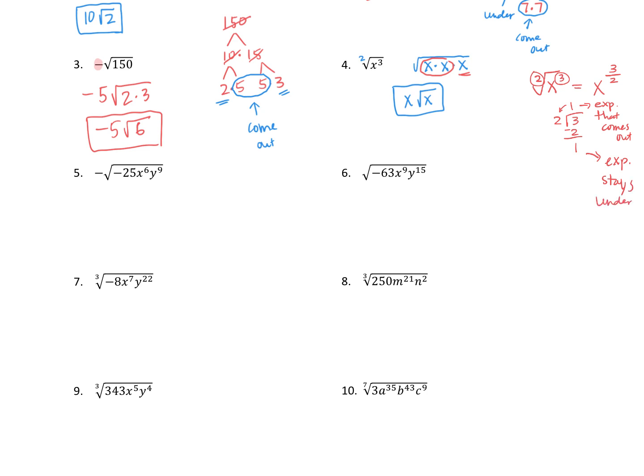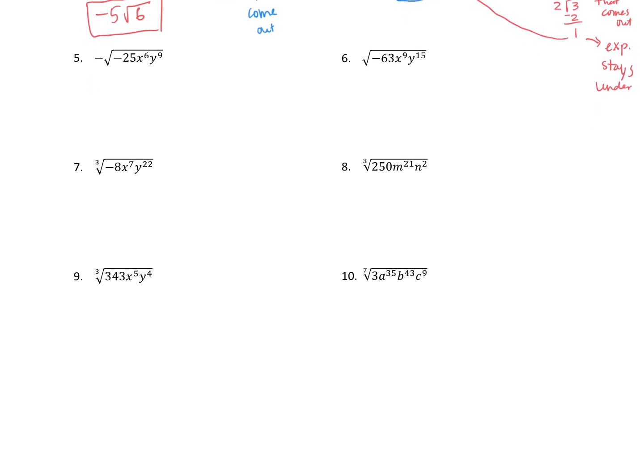So a 1 exponent comes out, so that's where you're getting this x. And then a 1 exponent stays under, that's where you're getting that x. So you're going to divide, and your leftovers, or your remainder, will be under the radical.